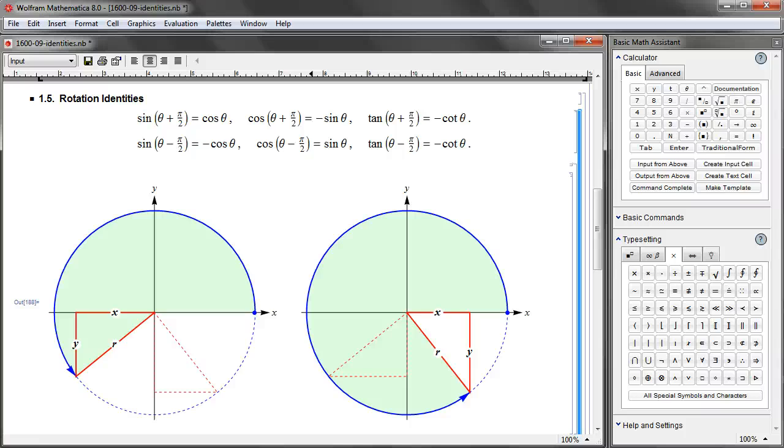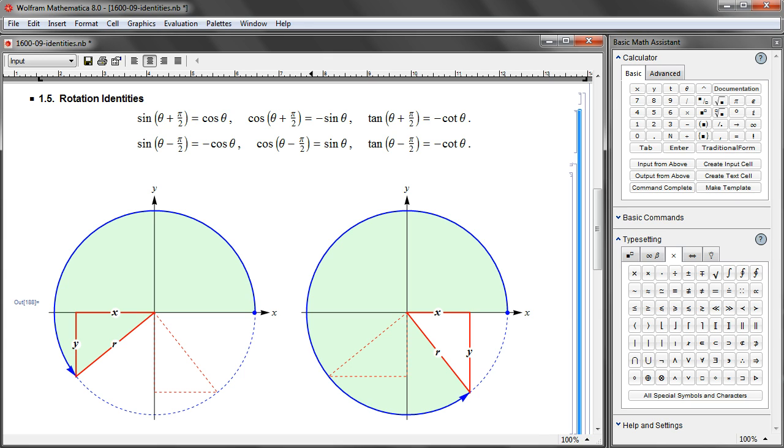And compare the dotted triangle of the first picture and the solid triangle of the second picture. Are they the same? Yes, they are congruent. They are just symmetric. So x, y, and r values are all the same, as a matter of fact. So the y value for the first picture is the same as the x value of the second picture, and vice versa. The x value of the first picture is the same as the y value of the second picture.